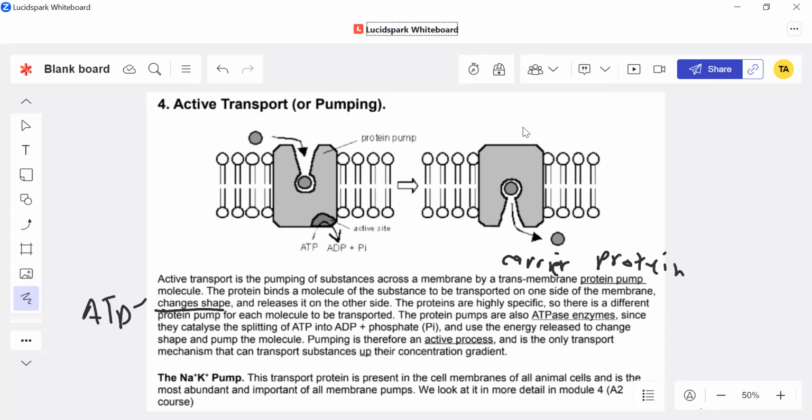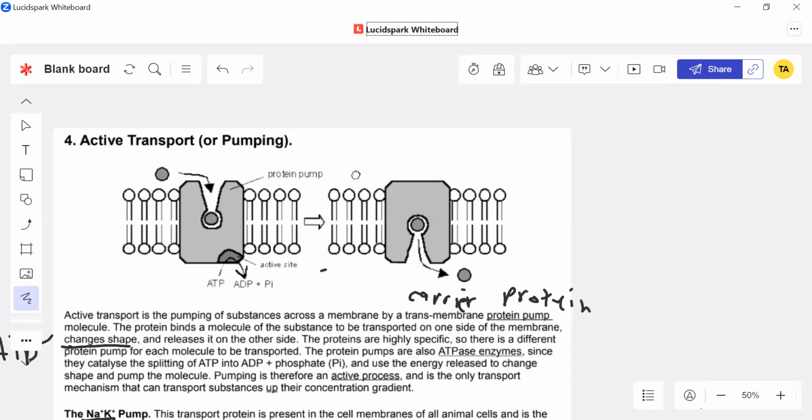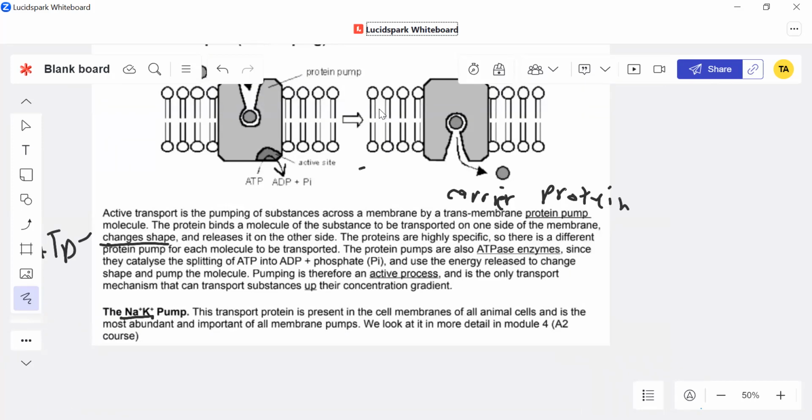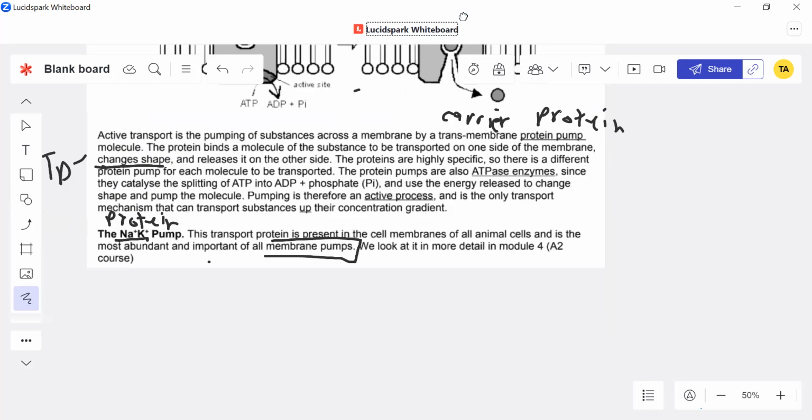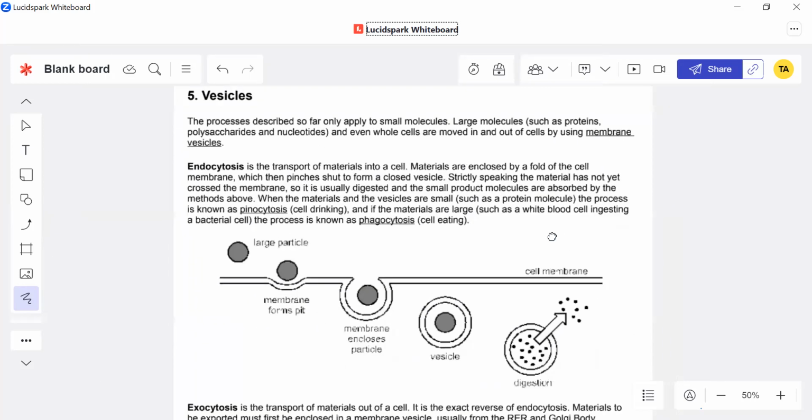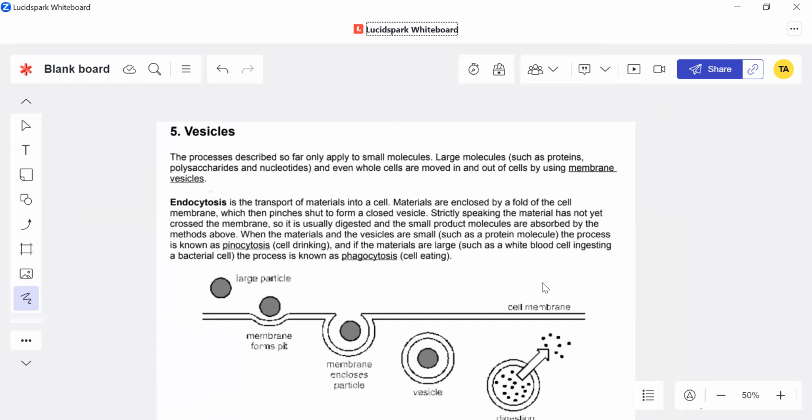An example of this that I explained earlier was the Na+ K+ pump. This transport protein is present in the cell membrane of animal cells and is the most abundant and important of all membrane pumps. So the Na+ K+ pump is a protein, and this protein requires energy because it changes shape, right? So the last method or mode of transport is vesicles.